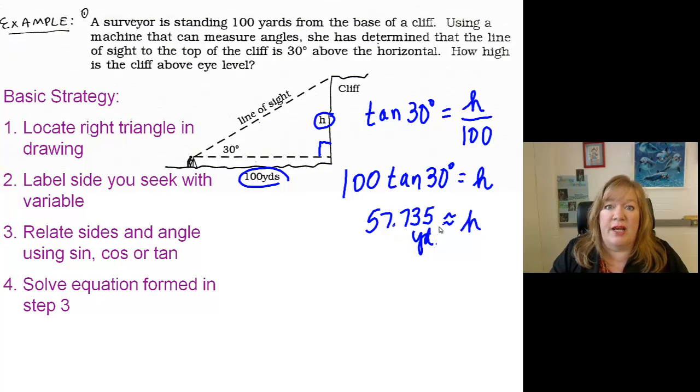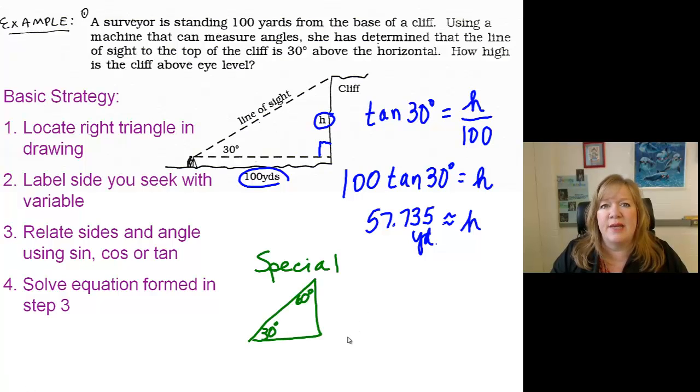But wait, you say, this is a special right triangle. You could also solve it with the special angle. Since it's a 30, 60, 90, that's a 1, 2, square root of 3 type triangle. So if you wanted to use your special relationship, you could, and you would end up with the same answer. You could actually get the exact answer.